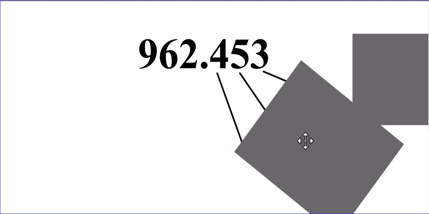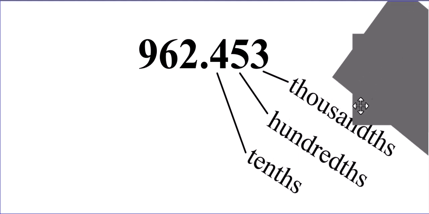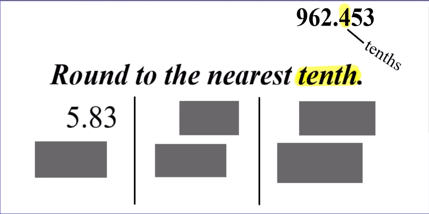Quick review on vocabulary. We need to know the place values of the decimals. The first one is called the tenths, the 4 here. The 5 is in the hundredths. The 3 is in the thousandths. The directions we're going to look at here is round to the nearest tenth. Remember, that's the place value to the immediate right of the decimal point.